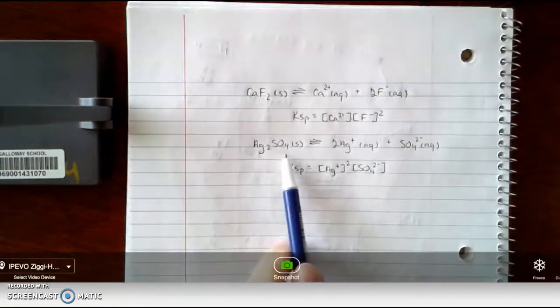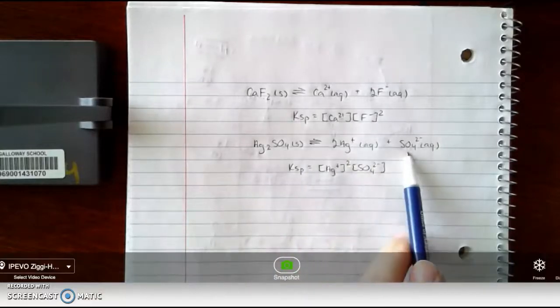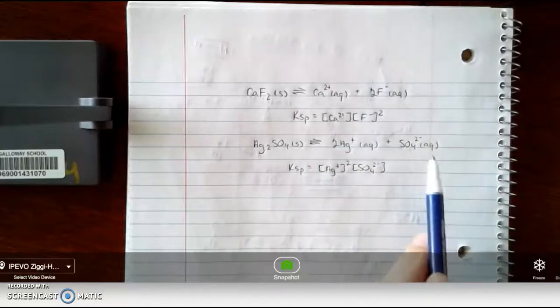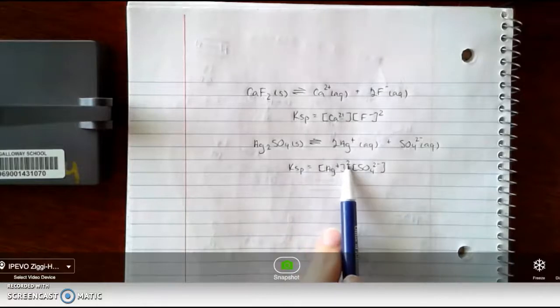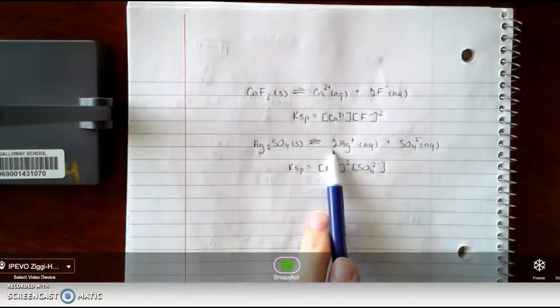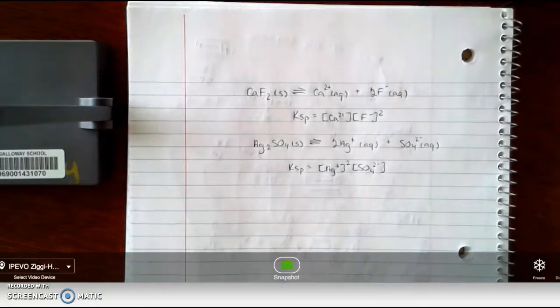For silver sulfate here, silver sulfate is Ag2SO4. It's going to dissociate into 2 silver ions and 1 sulfate ion. So our KSP expression is going to be the concentration of silver ions squared, again because of that coefficient of 2, times the concentration of sulfate ions.